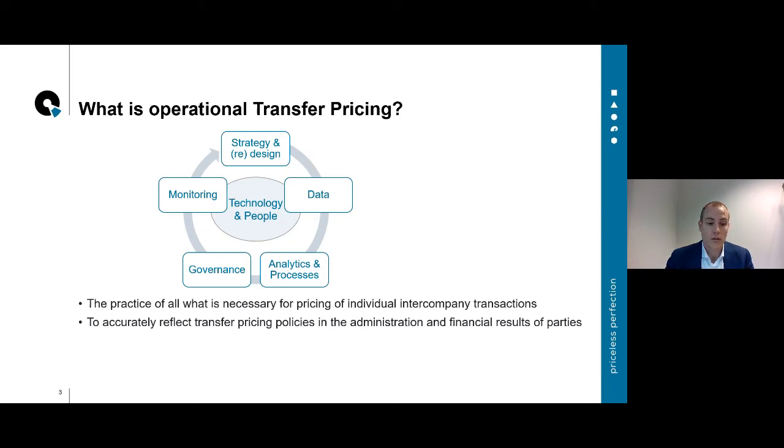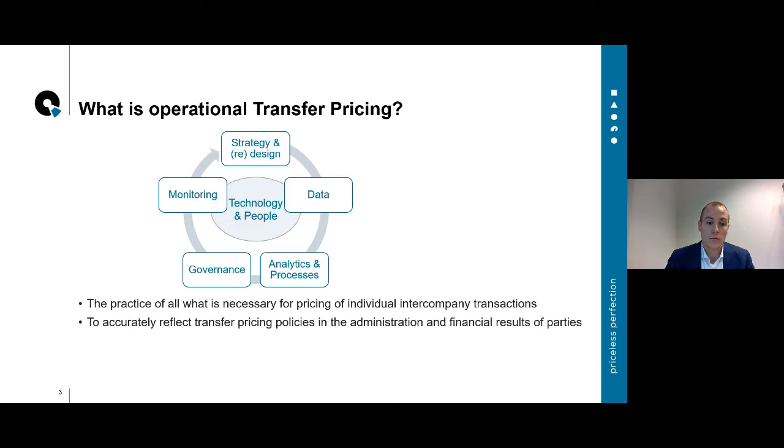Often technology is used to support these processes, and this is not a prerequisite, but a way to save time and costs and professionalize, of course. In addition, often change management and training of colleagues is required. Whereas more traditional transfer pricing advisory often ends at, for example, a report or policy design, operational transfer pricing is aimed at the end-to-end process.